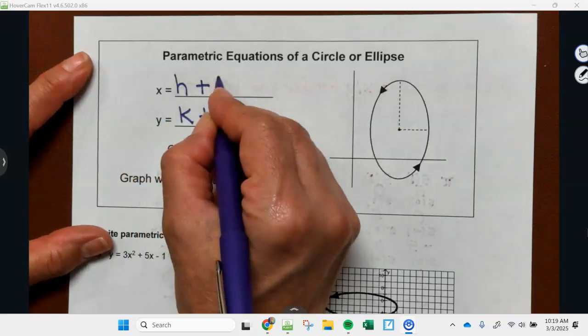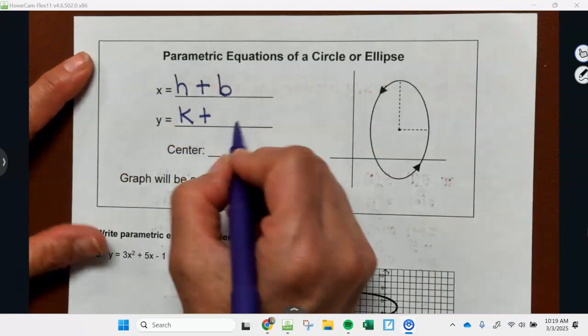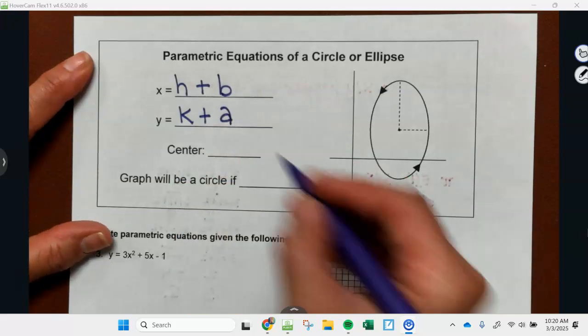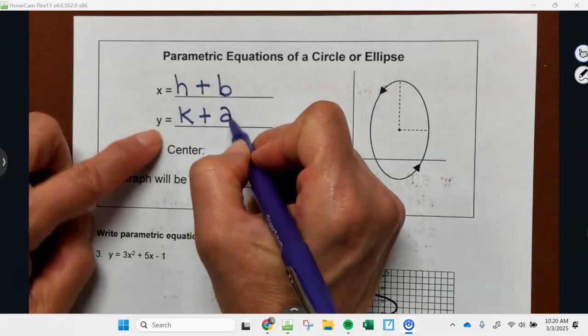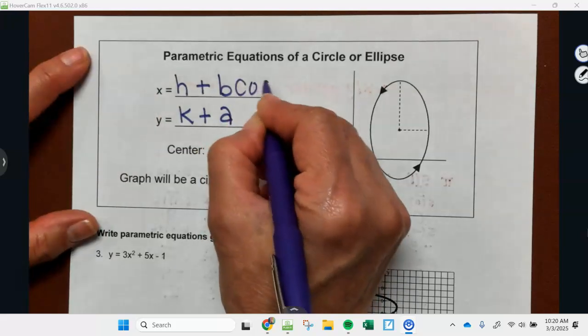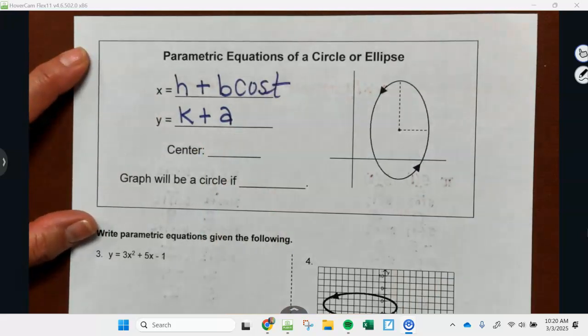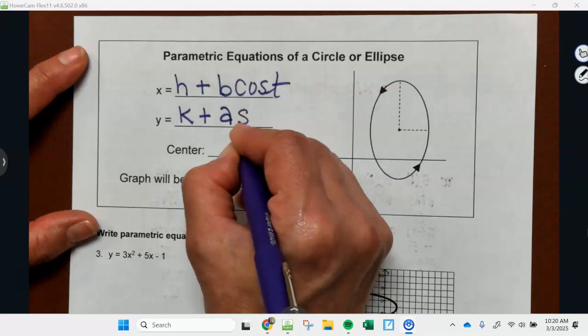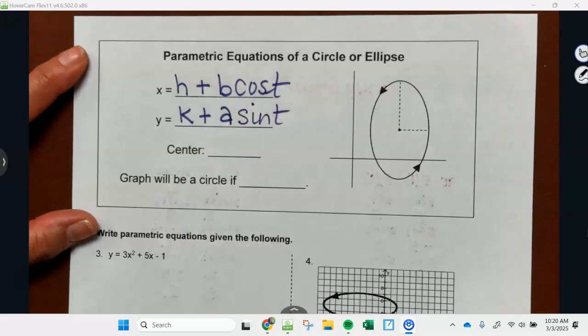Let's call the scale factor for X B. Let's call the scale factor for Y A. I'm sorry, for A it's Y, B goes with X. X is always associated with cosine. Y is always associated with sine.